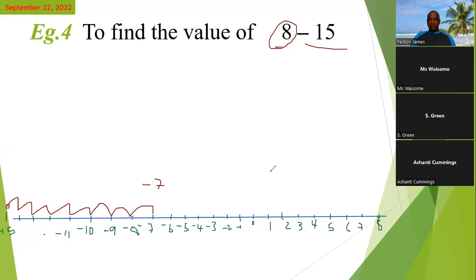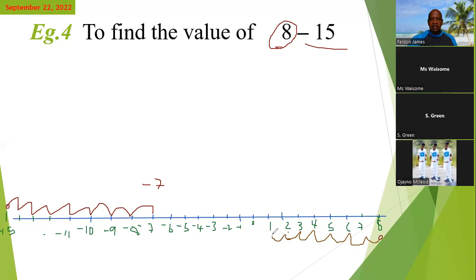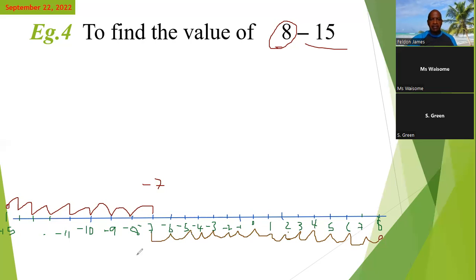Now, if we had done it the other way, if we had started at 8, now we would have to subtract 15 units to the left, or in other words, we have to go 15 places to the left. So in this case, using a different color, we'd have to go 1, 2, 3, 4, 5, 6, 7, 8, 9, 10, 11, 12, 13, 14, 15. We're still going to end up at negative 7.